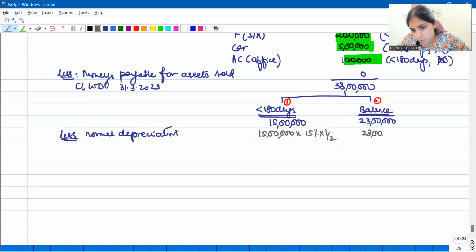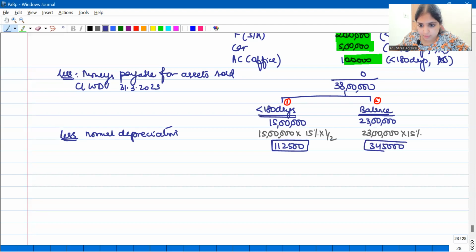And for 23 lakhs, how will you calculate? Full 15%. So do your math. How much do you get? You'll get 1,12,500 for less than 180 days. And you'll get 3,45,000 for balance. So what is the total normal depreciation? You will get 4,57,500 total normal depreciation.